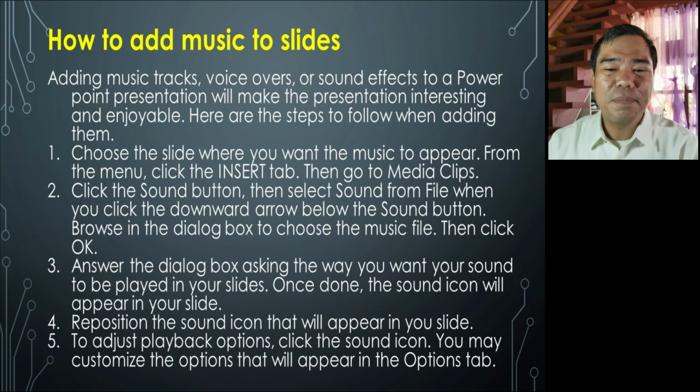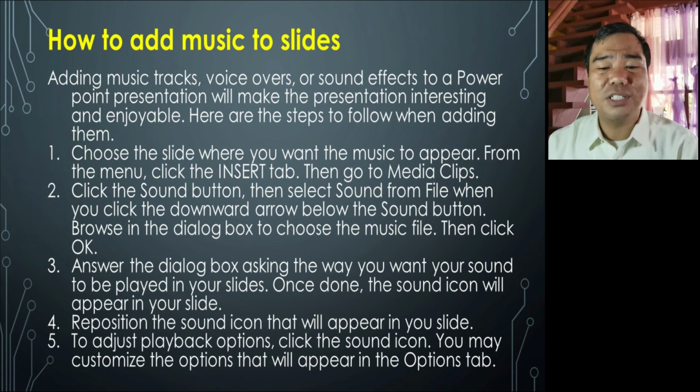Number 3, answer the dialog box asking the way you want the sound to be played in your slides. Once done, the sound icon will appear in your slide. Then number 4, reposition the sound icon that will appear in your slide. And the last, number 5, to adjust playback options, click the sound icon. You may customize the options that will appear in the Options tab.